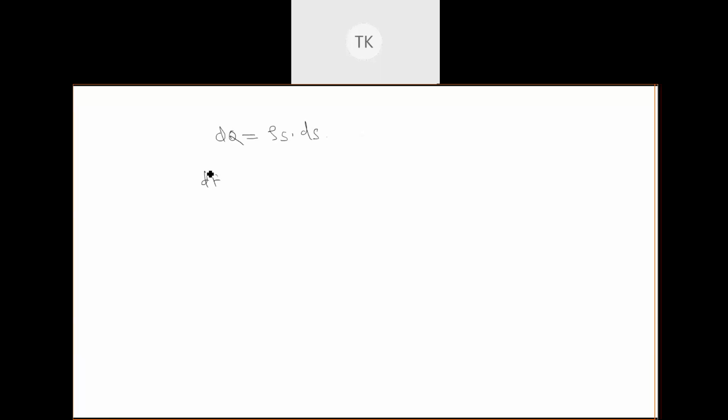dE will be the differential electric intensity due to the surface charge ds. Okay, and that will be defined as dq divided by 4 pi epsilon r square ar cap, where r is nothing but the distance of vector.